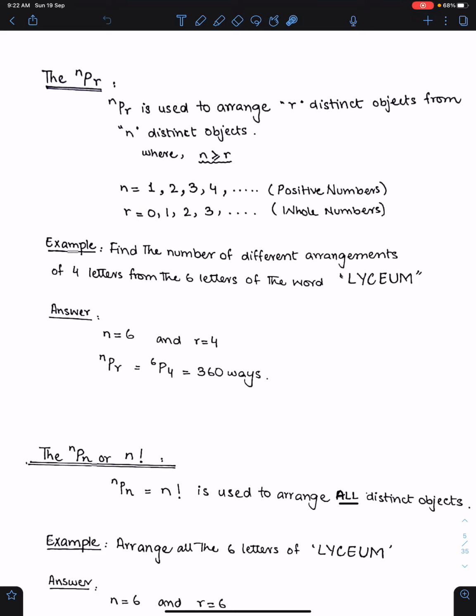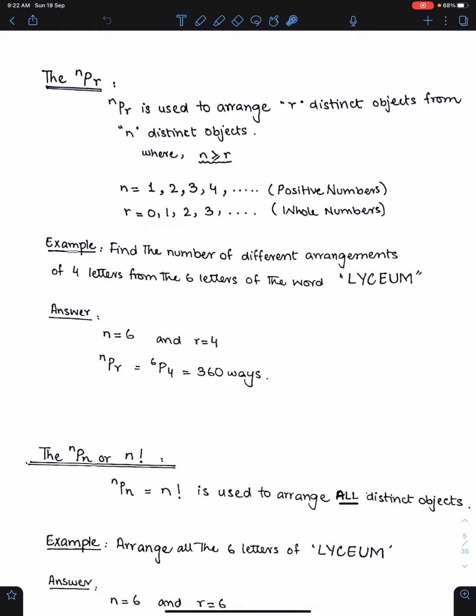nPr. I told you nPr is used to arrange r distinct objects from n distinct objects, where n can take all positive integer values, like from 1, 2, 3, 4. Maximum it could be 30, and r starts from 0, whole numbers.